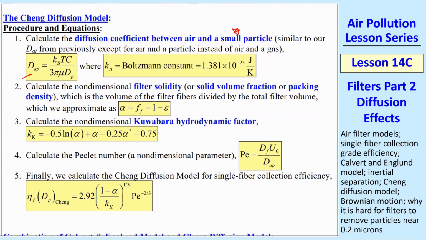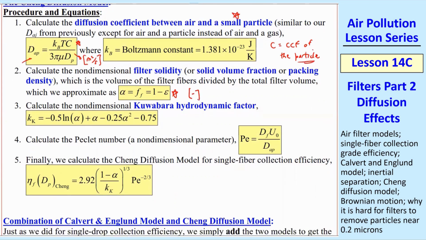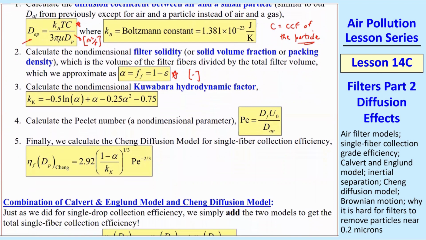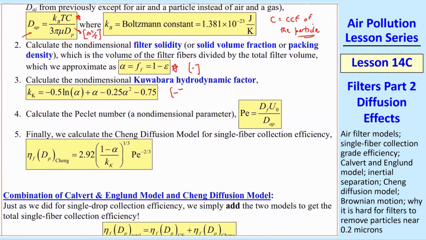And we're using the Boltzmann constant, which we've seen before. For all these quantities, I'm going to give you the units. This one would be in meters squared per second, just like any other diffusion coefficient, as we've talked about. Then we need the filter solidity, which we approximate as just 1 minus the porosity. By the way, there's a C in this equation. That C is the Cunningham correction factor of the particle. Alpha is non-dimensional. Now we calculate something called a Kuwabara hydrodynamic factor. This is just another correction factor, dimensionless, and it's in terms of this alpha.